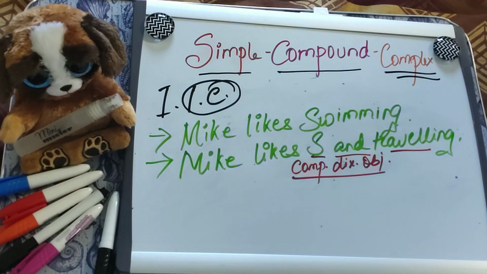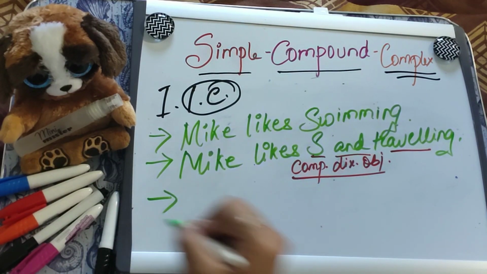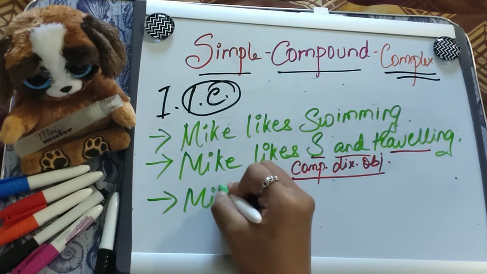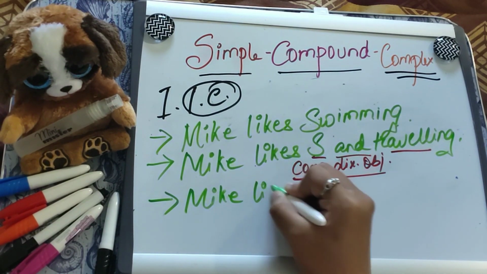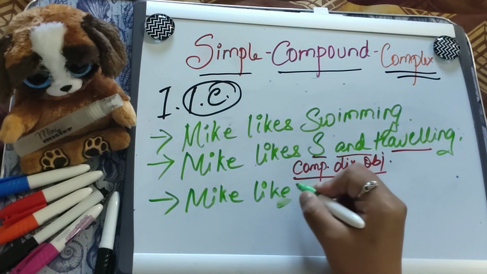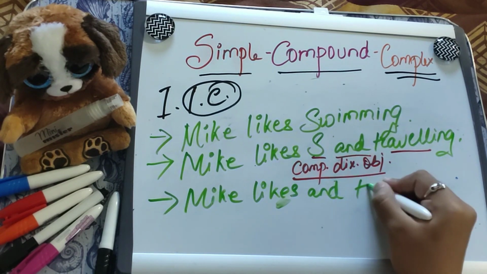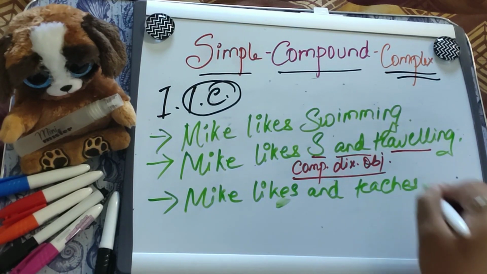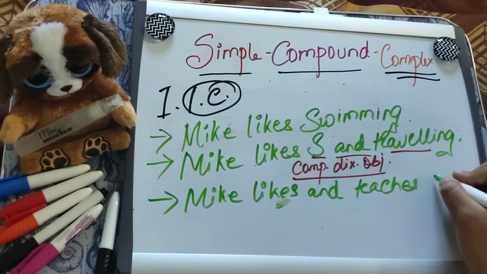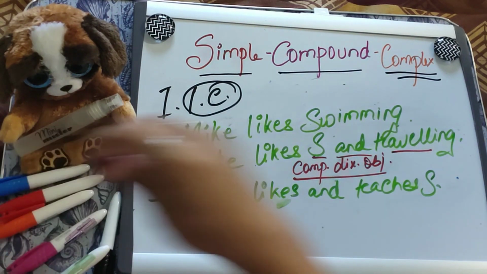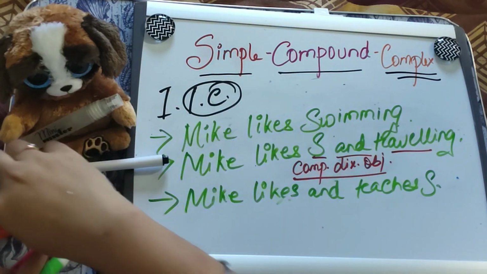Let's check another sentence. Let's think about another sentence with an and. So I can say Mike likes and teaches swimming. So here also you can see and.